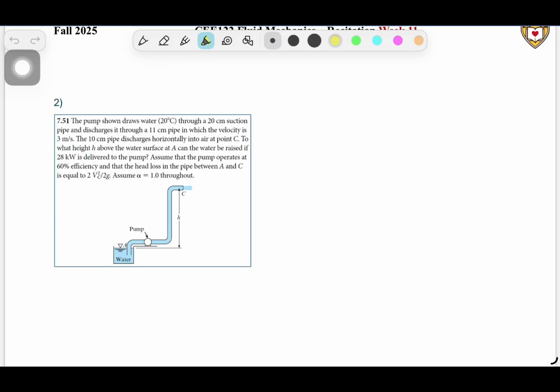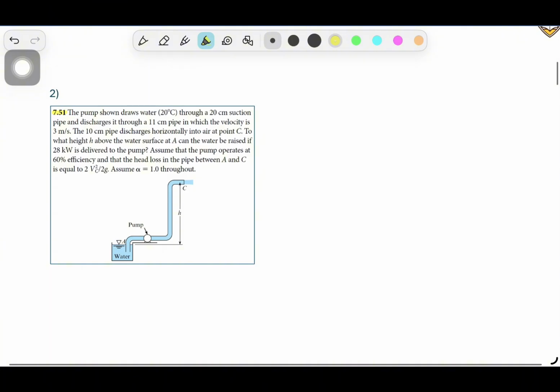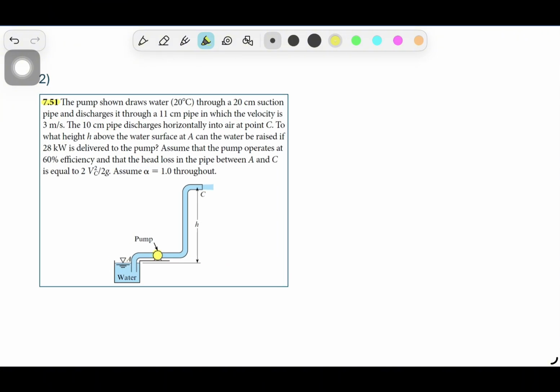This is the second question, 7.51. Here we have a pump, and it draws water through a 20 centimeter suction pipe, and then it discharges it through an 11 centimeter pipe. So it is sucked by this pipe, then the diameter of this pipe is actually 11 centimeters. So we are going to use that. And the velocity is 3 meters per second inside of this pipe.